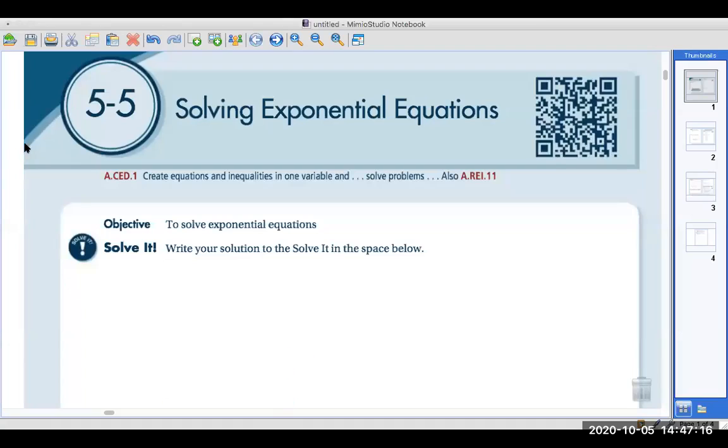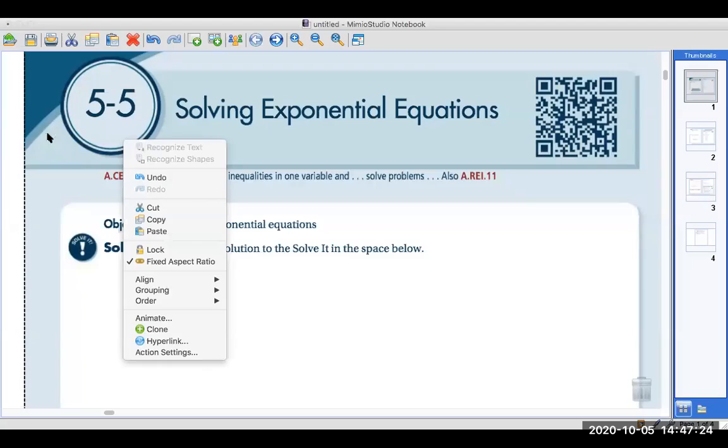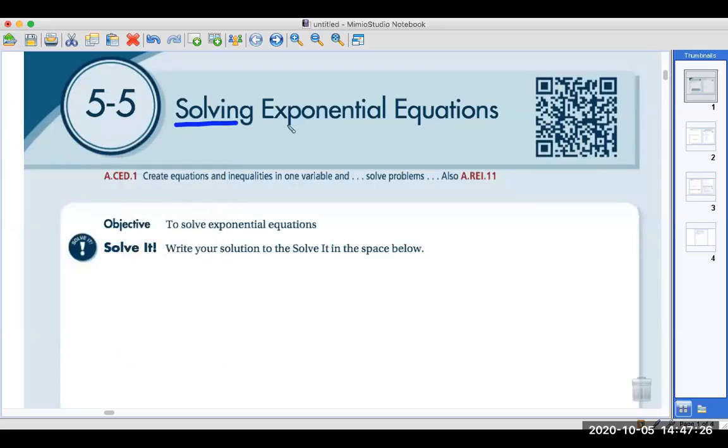Hello, everybody, and welcome to lesson 5.5 in your textbook on page 322. This is on solving exponential equations. These are equations that have a variable as an exponent. So remember, we have 2 to the power of x. This is what we're talking about. The variable is an exponent.